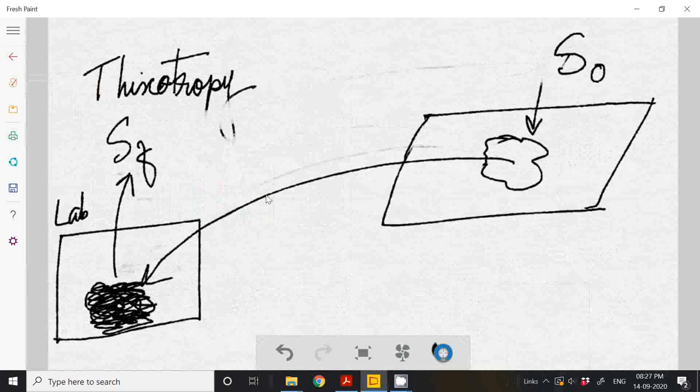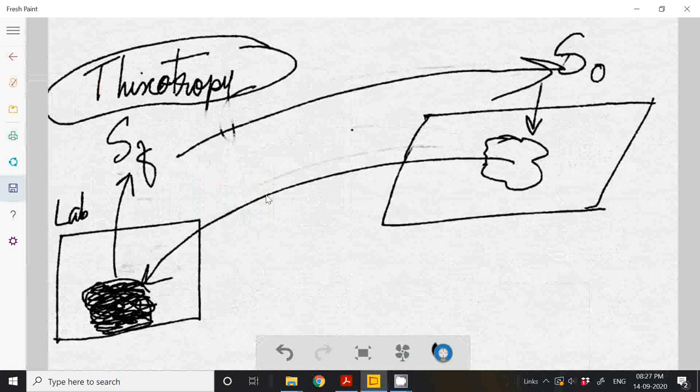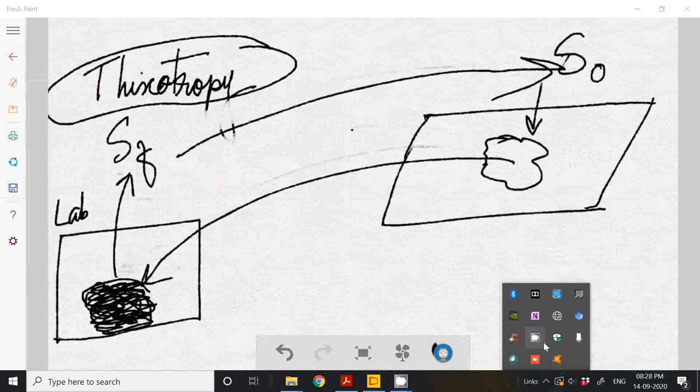Then after your work is done, you leave the soil alone. After your work is done, you leave the soil alone and you don't do anything with the soil. Then when it is left alone, it tries to regain the strength S0 that it had in the site. So that property is called thixotropy. So now I guess you have understood it in a much better way.